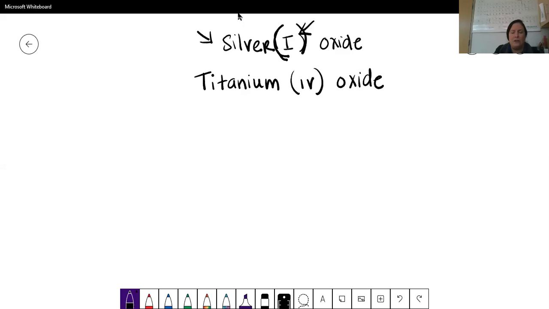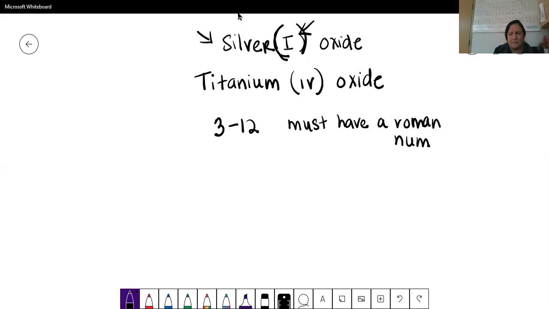So again, all the elements that are in groups 3 through 12 on your periodic table must have a Roman numeral in its name. Okay, and that Roman numeral tells you how many electrons it's going to give up. So let's go back to titanium(IV). Titanium(IV) is this. So you don't need to look up on the periodic table other than its chemical symbol.